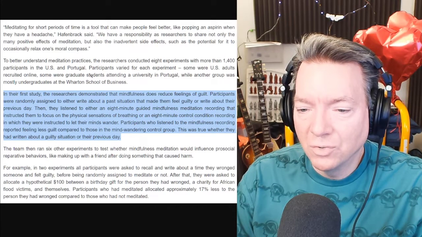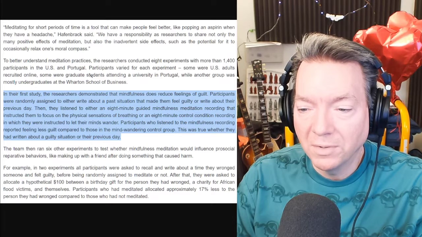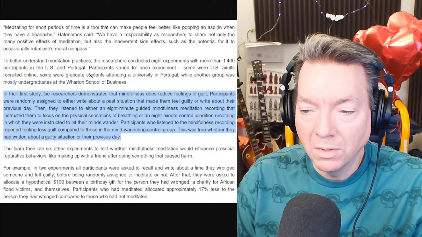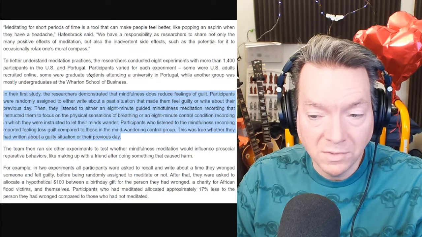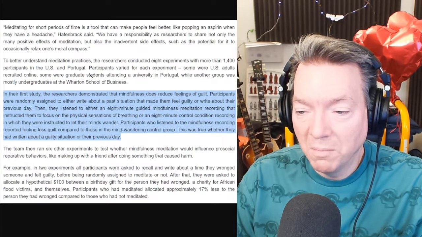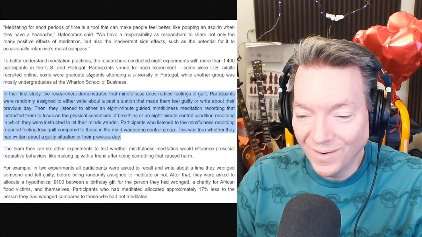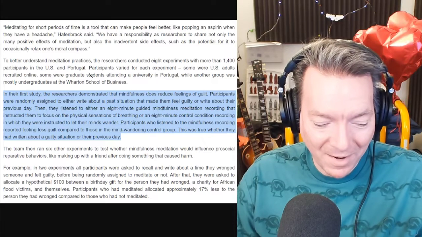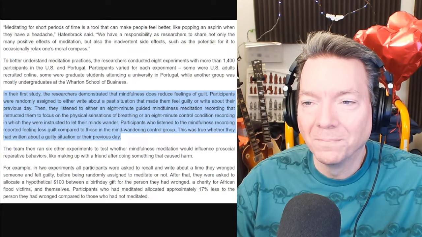After that, they were asked to allocate a hypothetical $100 between a birthday gift for the person they had wronged, a charity for African flood victims, and themselves. Participants who had meditated allocated approximately 17% less to the person they had wronged compared to those who had not meditated and who just let their mind wander.